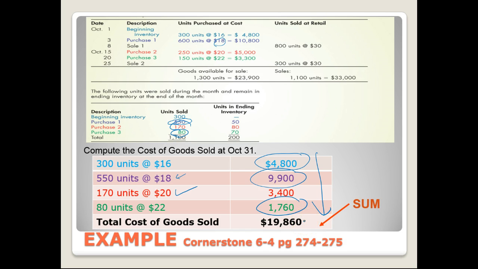Again, you just figured out how many of each specific inventory grouping was sold in that time period, in this case the month of October, and then figure out exactly how much each of those inventory groupings had cost per unit. And this is the conclusion of your second Chapter 6 video.